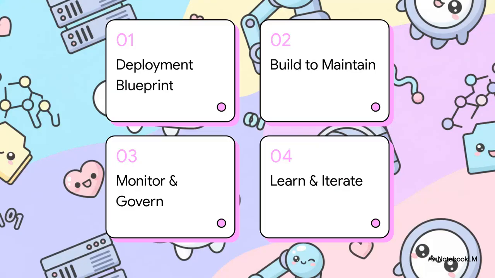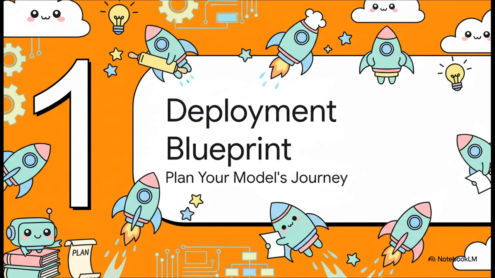To get there, we're going to walk through 4 key steps. We'll start with crafting a deployment blueprint. Then we'll talk about the big mindset shift from building to maintaining. After that, we'll get into the all-important rules of the road with monitoring and governance. And finally, we'll see how to wrap it all up so we can learn and iterate. Ready? Let's go. Okay, first things first, the deployment blueprint.